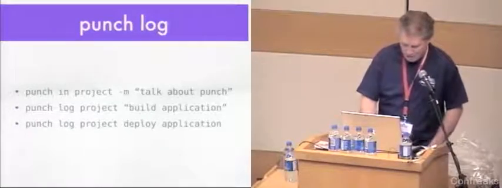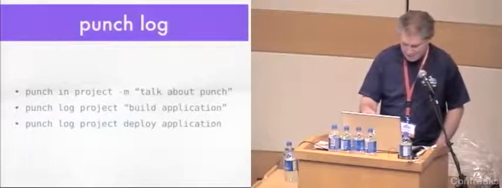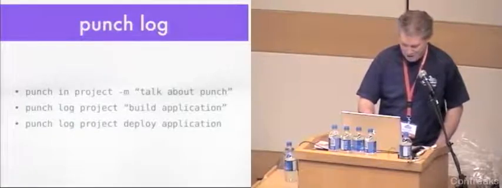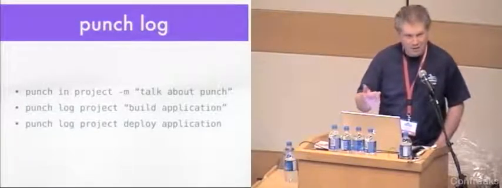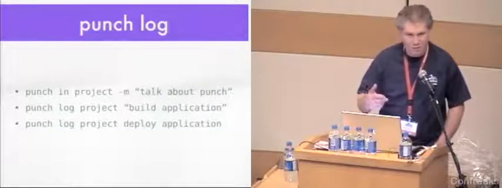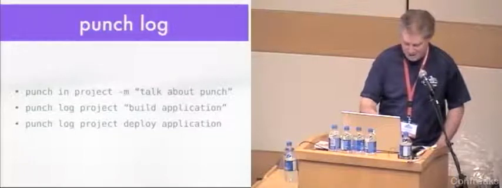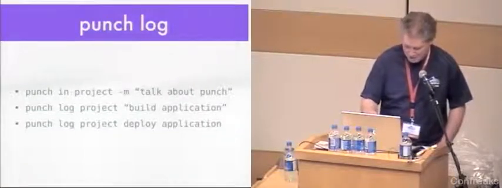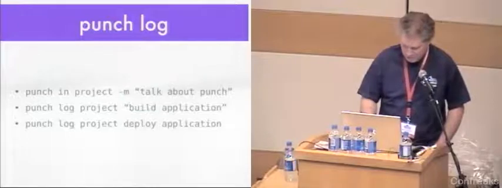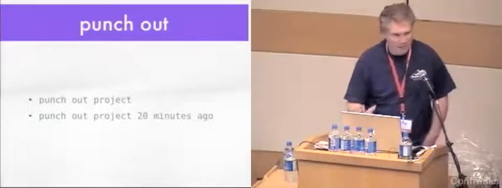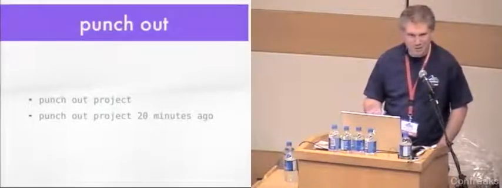You can punch in on a project and give it a task name. So the -m is a message, so you're talking about Punch. While you're in a project, you can send a log if you're switching to a different task. So you basically say punch log, the project name, and then whatever you want, and the quotes are optional. So both 2 and 3 there kind of do the same thing. Then you can punch out of a project right now, or you can punch out 20 minutes ago or whenever you finished.